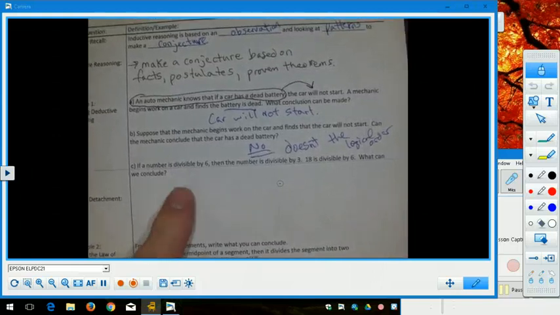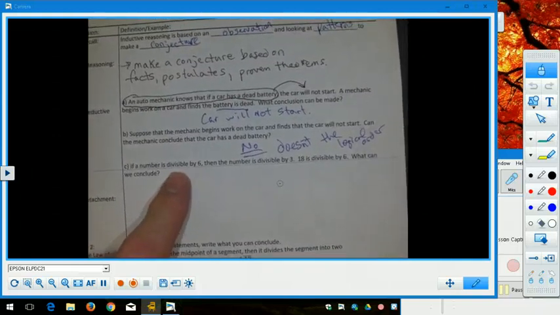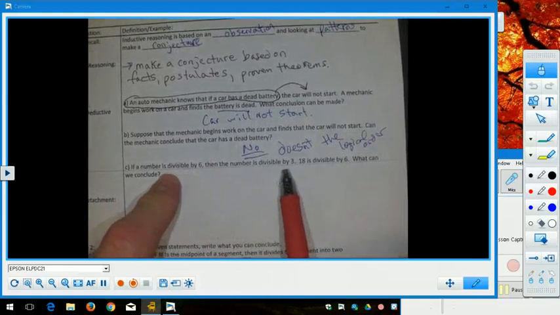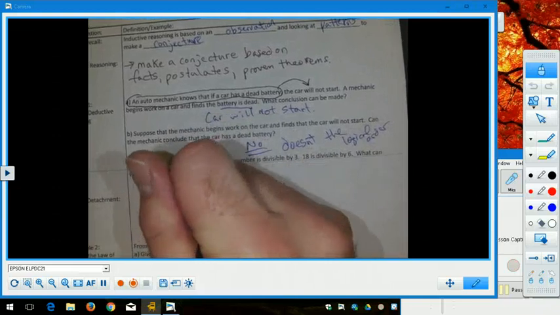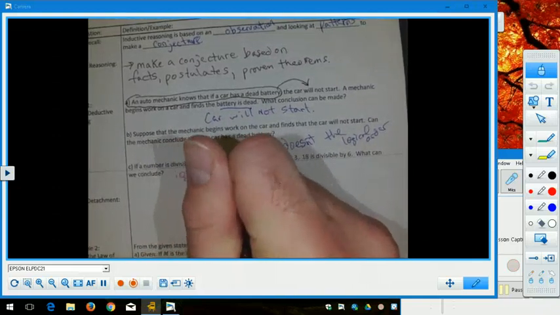If a number is divisible by 6, remember divisible means goes in evenly without a decimal, then the number is divisible by 3. 18 is divisible by 6. What can we conclude? 18 is divisible by 3.